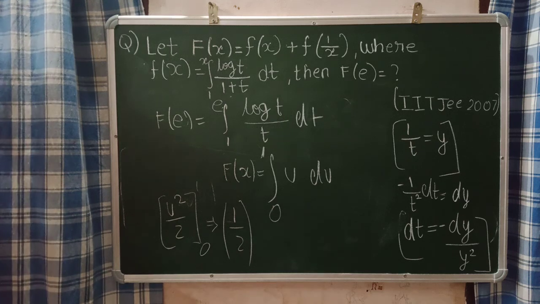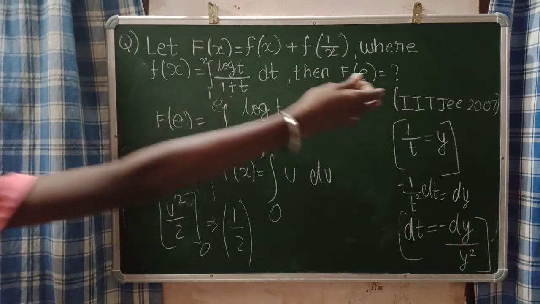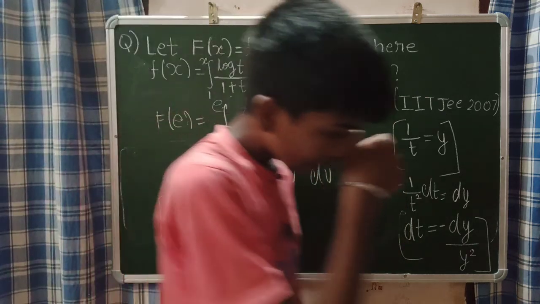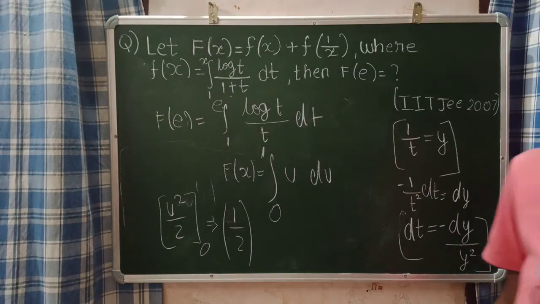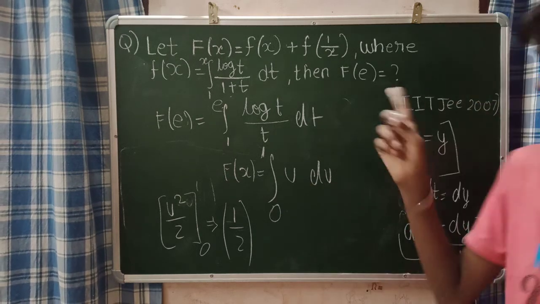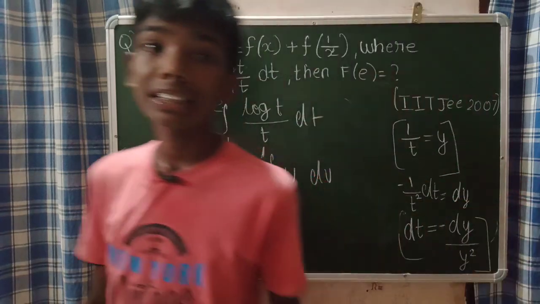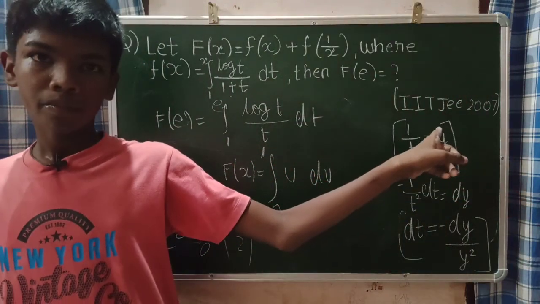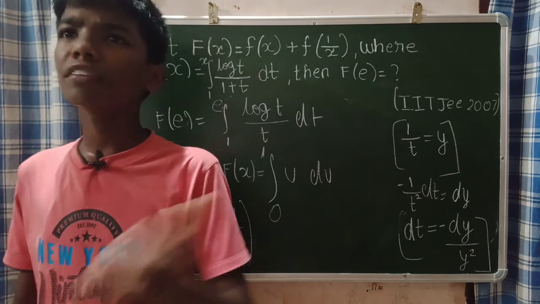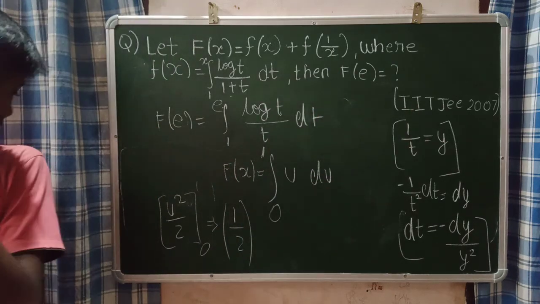Such a good question now, guys. You may think it is the IIT JEE 2007 question, but see the brilliance of the question. This 1 by 2 is the f of e value. So f of e is 1 by 2. It's a very good question. Basically it is one of the toughest questions asked in this year. I'm not saying every question will be difficult at that time. This question is one of the toughest questions, okay? So 1 by 2 is the answer for the question.